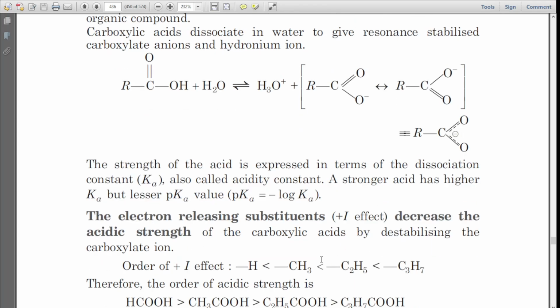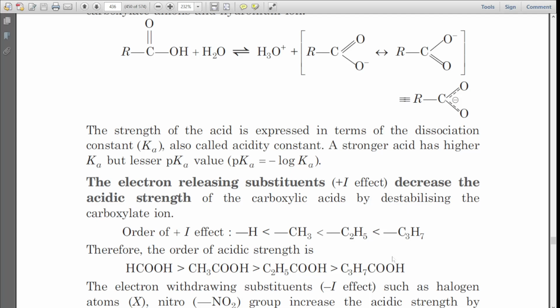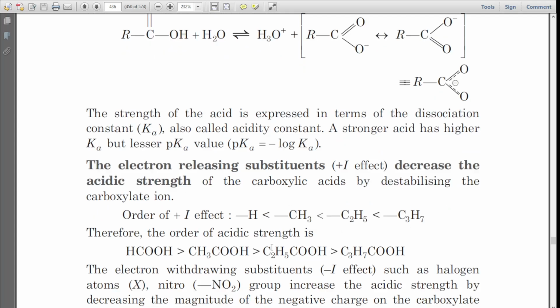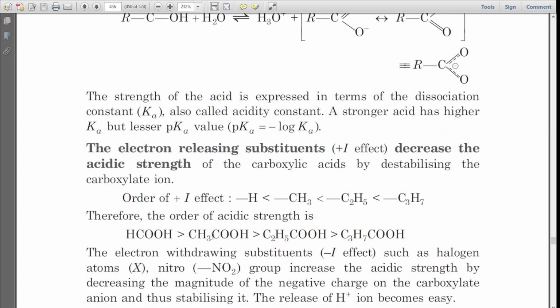Now, when electron releasing substituents with plus I effect are attached on the carboxylic acid chain, it decreases the acidity of the carboxylic acid by destabilizing the carboxylate ion. The order of plus I effect goes in this order. Therefore, the order of acidic strength, the highest strength belongs to methanoic acid, then ethanoic, then propanoic, and then butanoic acids.